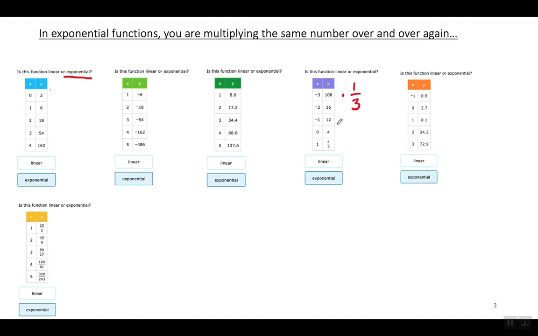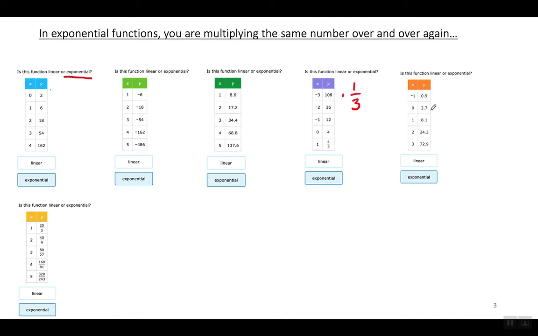Okay, so let me rephrase what I said. In exponential functions, the y values are either being multiplied or divided over and over again by the same number. Just realize that if it's being divided over and over again by the same number, you could write that as a fraction and multiplication. So dividing by 3 over and over again is the same as multiplying by 1 over 3.